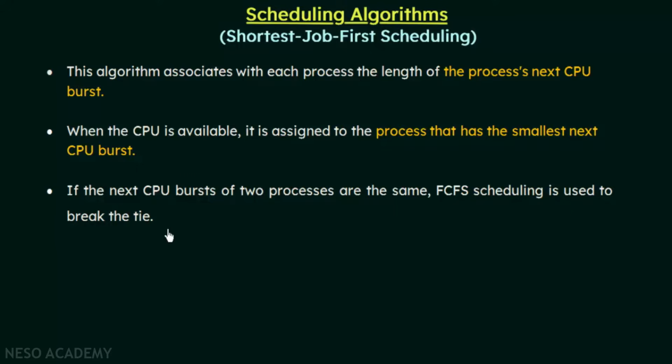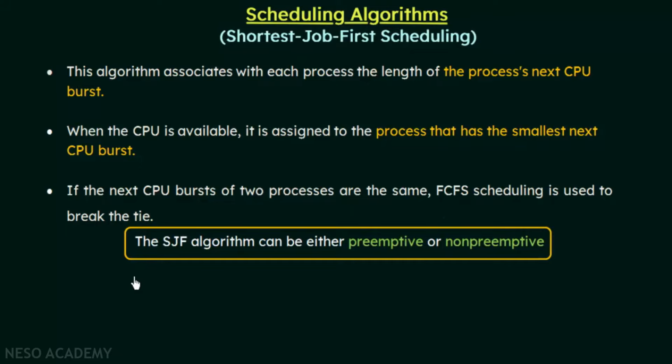That means if two processes having the same length are waiting for the CPU, then shortest job first cannot be applied because they both have the same length. In that case, FCFS will be used. That is, the first come first serve scheduling that we discussed in the previous lecture will be used to break the tie. The one that arrived first will be the first one to get the CPU, and then the next one will get it after that. That is how the tie is broken in case two processes having the same next CPU burst are there.